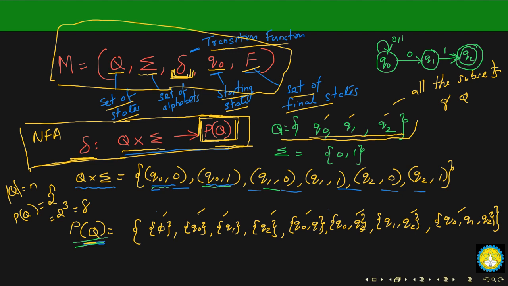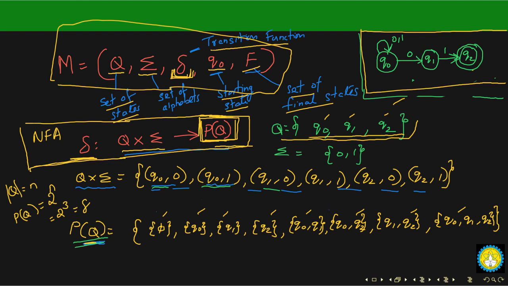Let's look at the previous example that we were discussing. You may recollect that this is the NFA to accept binary strings ending in 0, 1. This NFA was designed in our previous video. I'm taking the very same example, and I'm going to show the mapping from Q cross sigma to P of Q, the power set of Q.